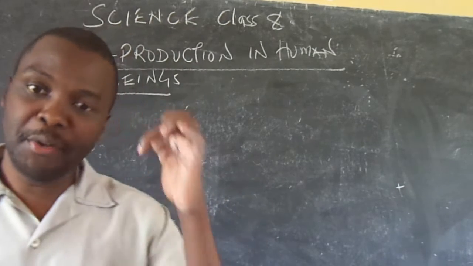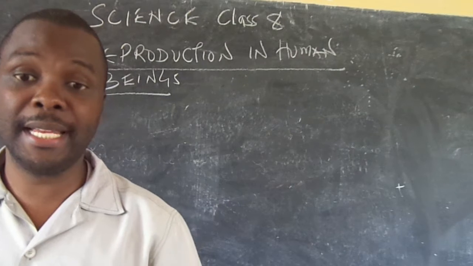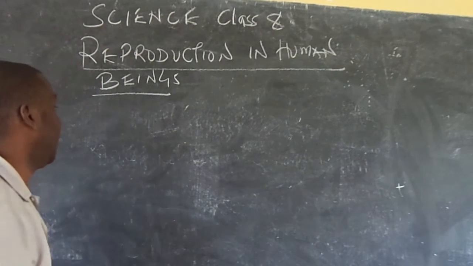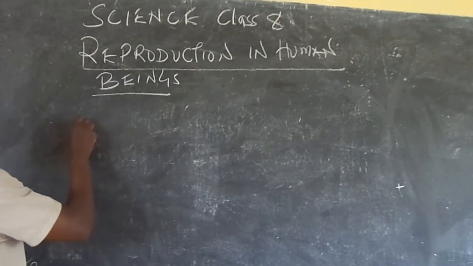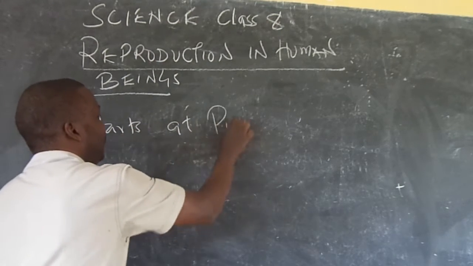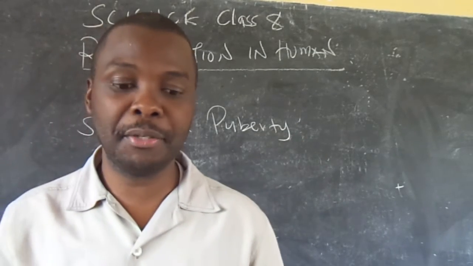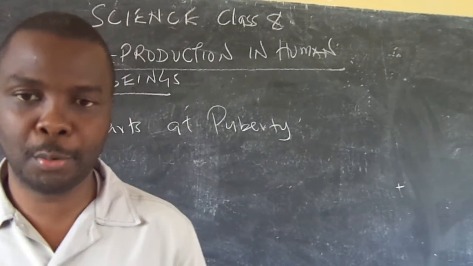Now, reproduction in human beings, in mankind, starts at the puberty age. It always starts at puberty. Puberty is the age between childhood and adulthood.